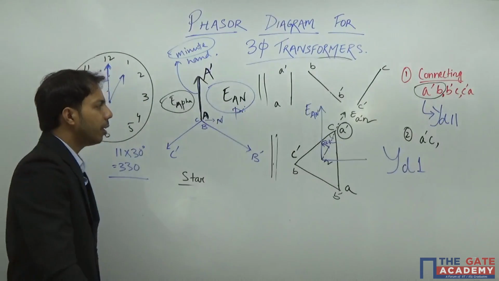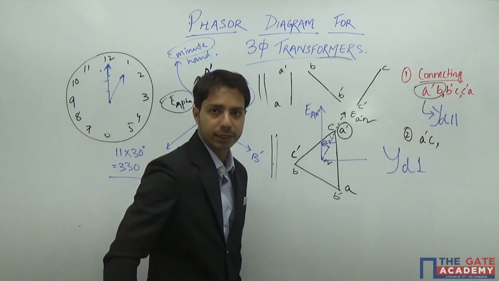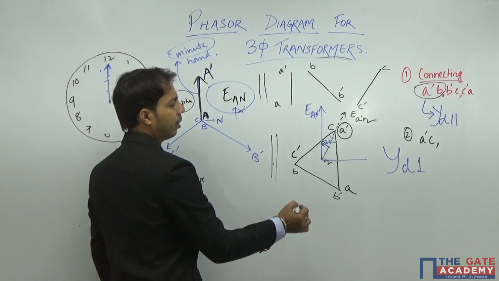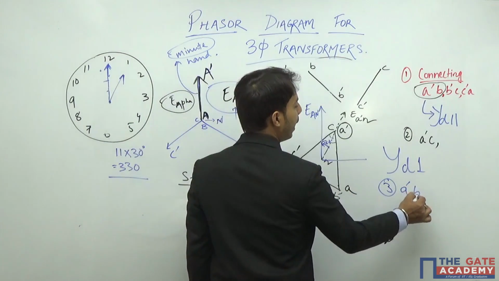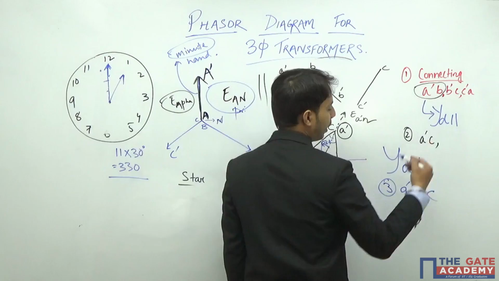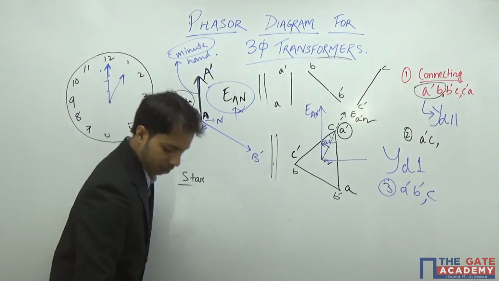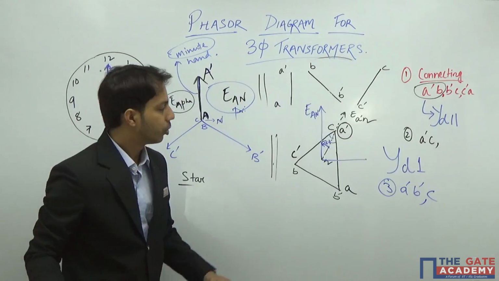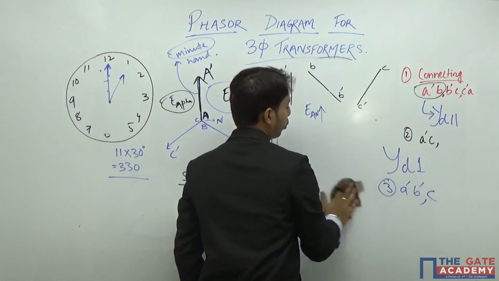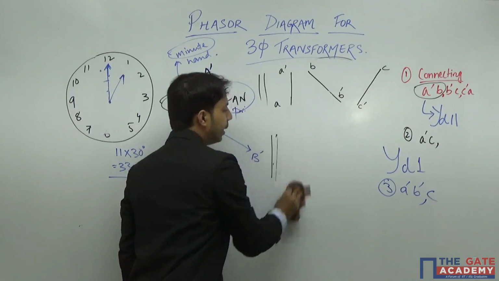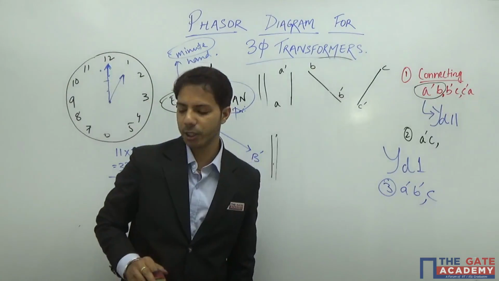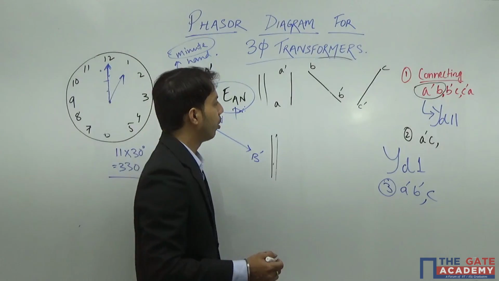Now, these are the two possible connections you see. What happens if we take some connection which is outside this? That means, what happens if we connect A dash to B dash and then C with something else? Let us draw it again. Whatever way I connect, my secondary phase difference should be 120 degree. I cannot disturb that particular thing.